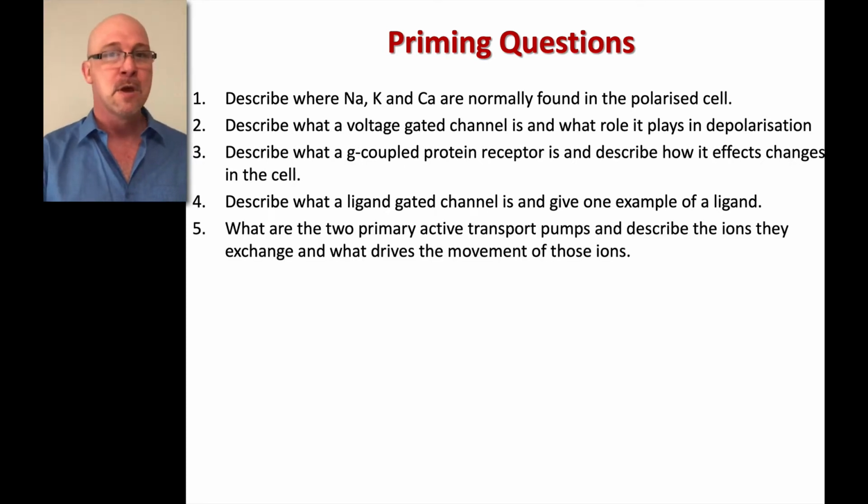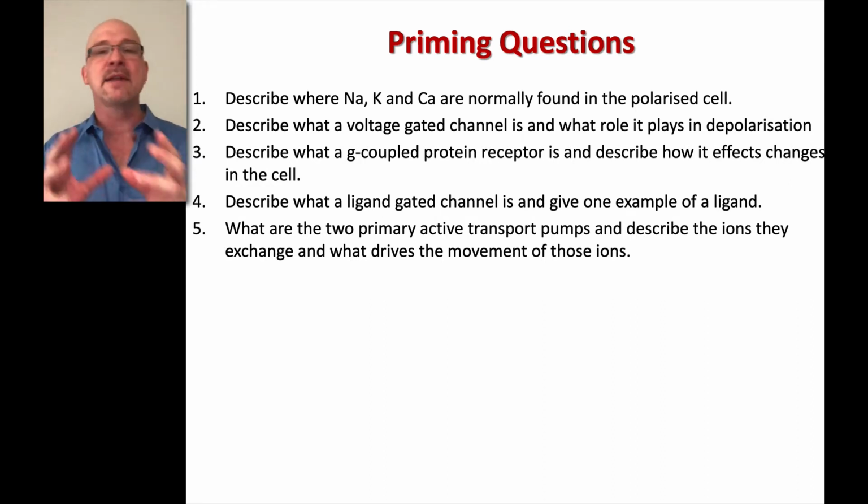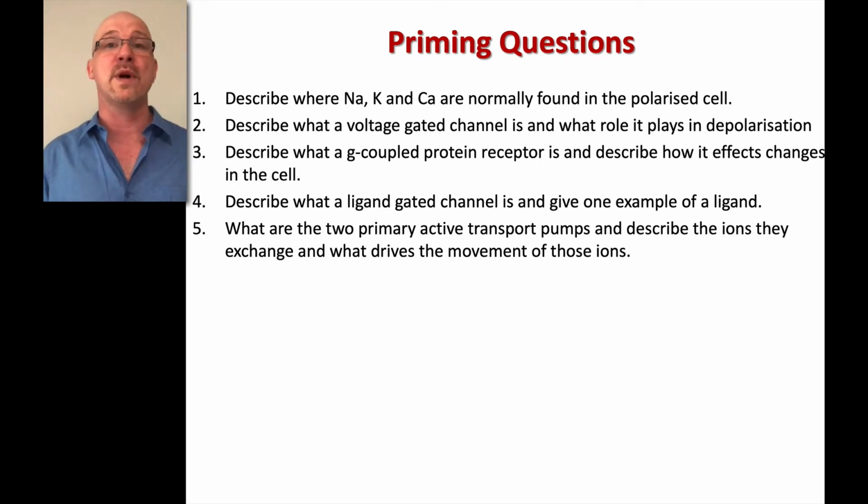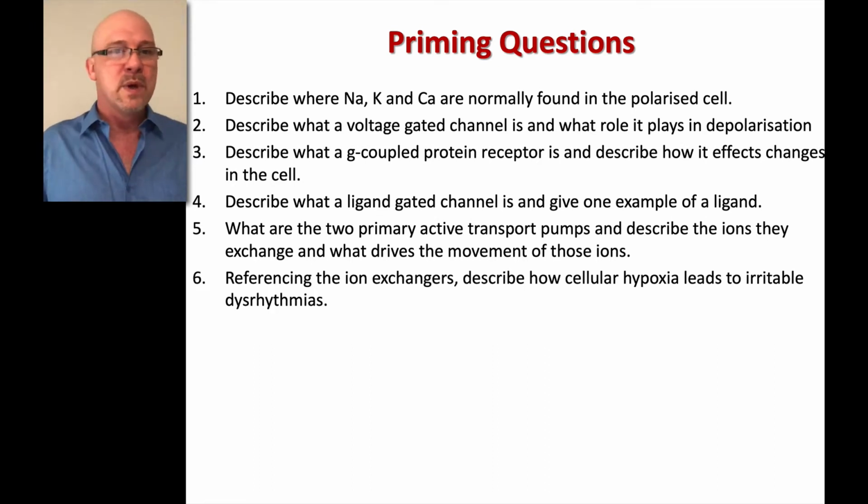Okay. I'm going to talk about primary active transport pumps that move things inside and outside of the cell using adenosine triphosphate. They require energy in order to work. They're like powered pumps. And we also have ion exchangers. And we're going to talk about what the ion exchangers are and which ions they exchange.